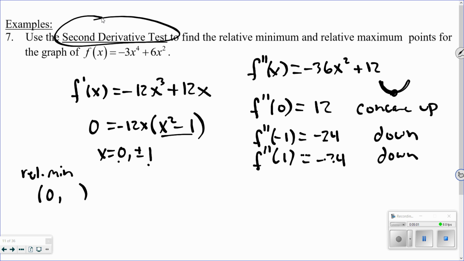Okay, at -1, it's concave down. That means it has to be a relative max. So max at -1 something, and then at 1 it's also concave down, so it's also going to be a relative max. So go back, now it does say points, so let's go back into our original function, plug those numbers back in to find the y values.